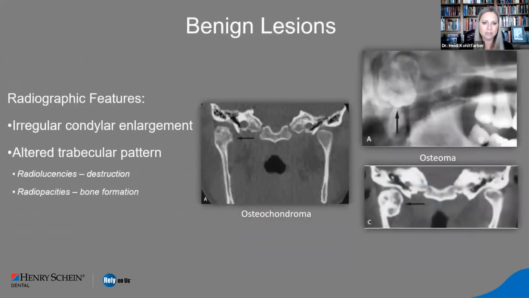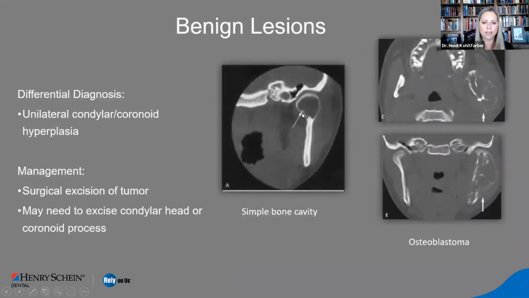There's a whole host of benign lesions as well, so you can get an osteochondroma. This is probably our most common benign lesion. We can also get an osteoma in this area as well. What you'll notice is that we have enlargement of the condylar head internally with our cortical borders still on the outer aspect of it. And here's some more. This is another one that's a possible simple bone cavity or idiopathic bone cavity. We can also get an osteoblastoma. Again, this is still considered benign, although it looks pretty aggressive. What we'll notice again is we have this internal enlargement of the bone.